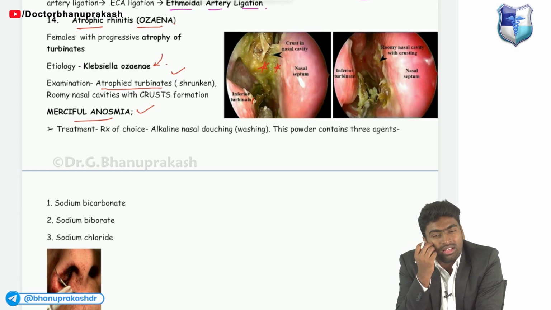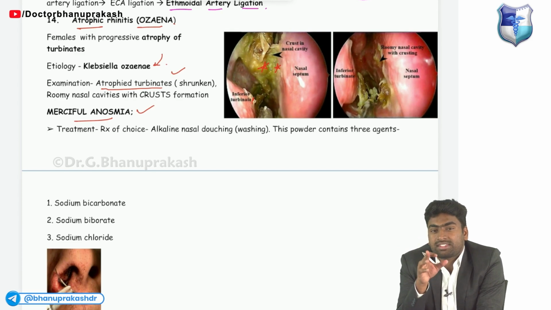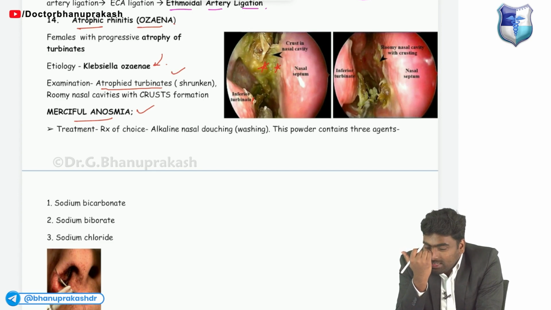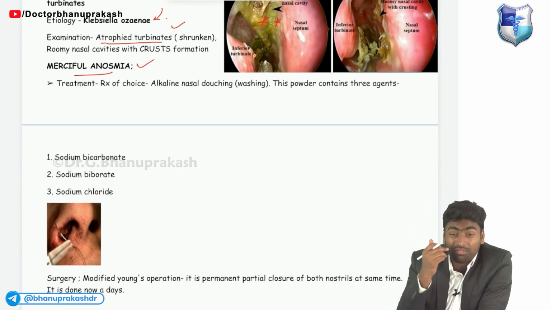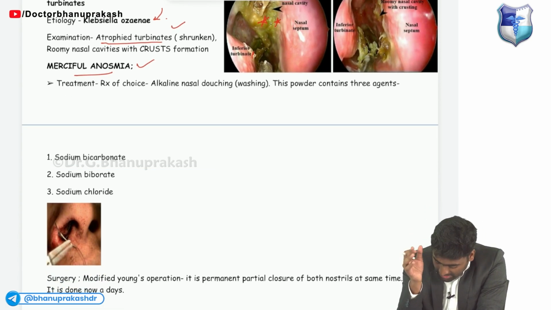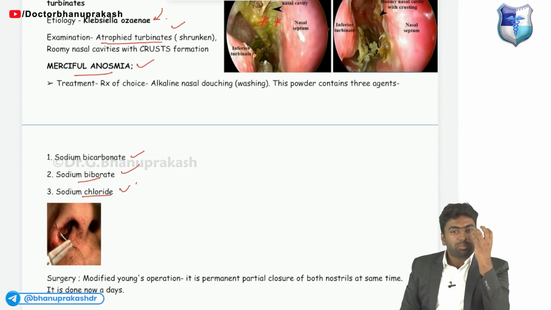The thing is, there is a wide, roomy nasal cavity causing dryness and excessive crust formation, and the turbinates are atrophied. So we need to give them energy and also lyse the crust and bring it out. We need to do two things: supplement with estrogens and vitamins, and along with this give sodium biborate, bicarbonate, and sodium chloride, to support and to remove the crust.